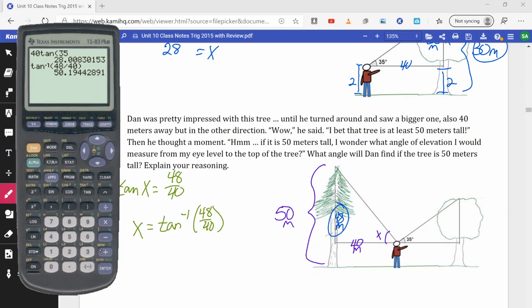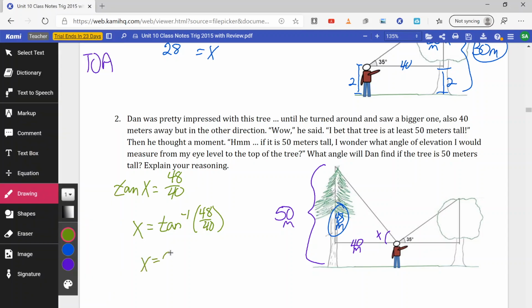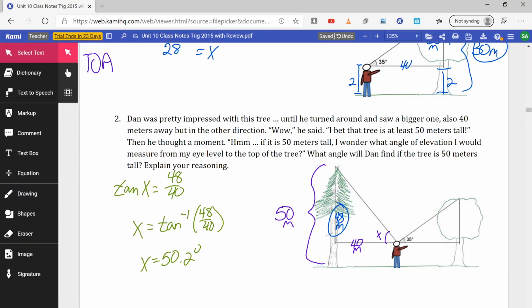We hit enter and it gives us 50.1944. So we just round, we'll do nearest tenth, 50.2. So we have x is 50.2 degrees. So that is using our trig functions to figure out angles of measurements.